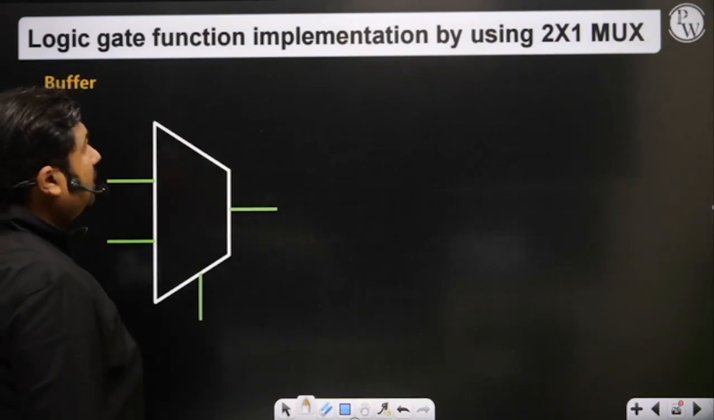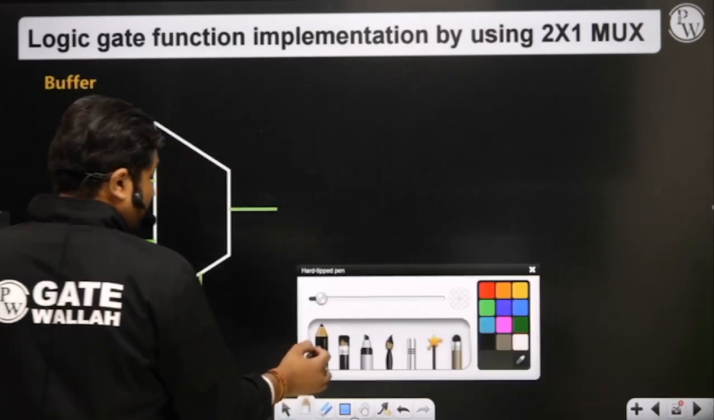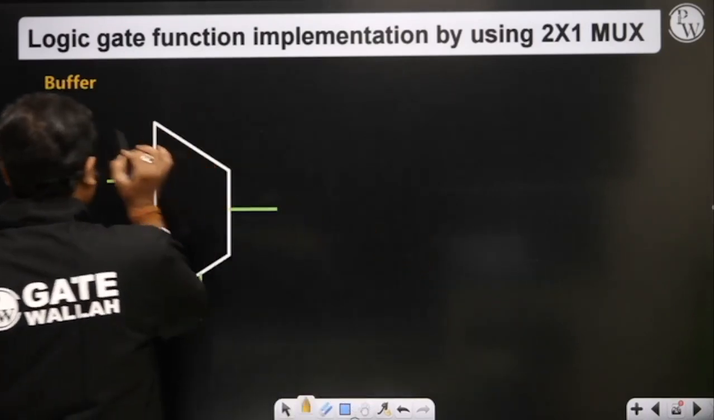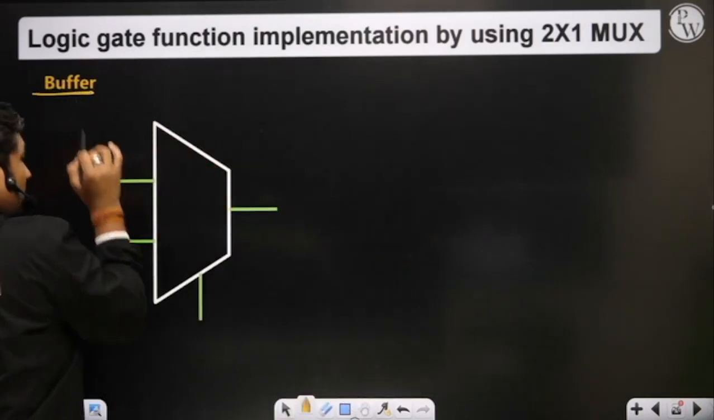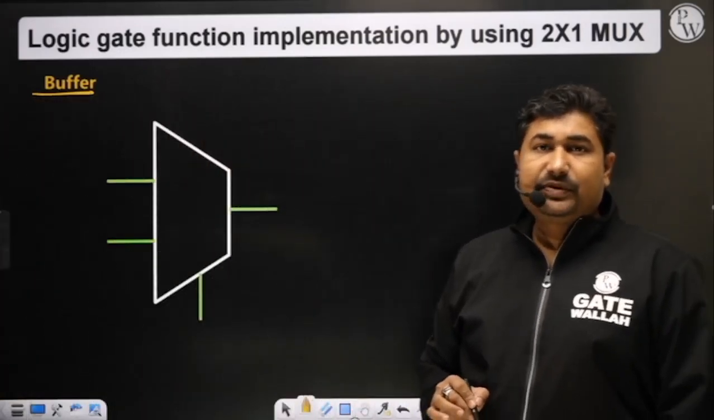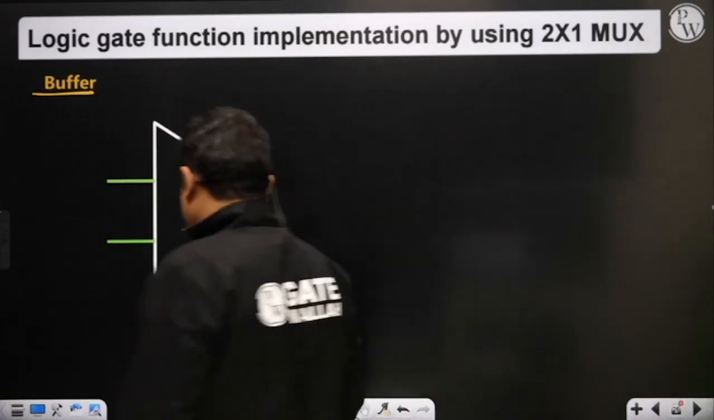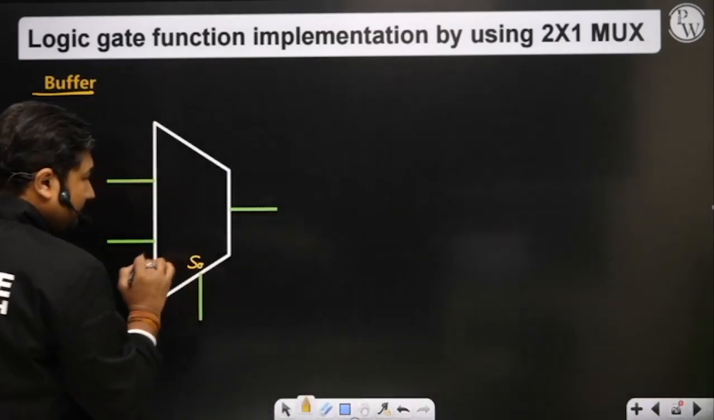First, logic gate function implementation by using 2 cross 1 size multiplexer. Now please observe the first one, buffer. So I need to implement a buffer. Buffer means whatever input we apply, the same we will get at the output. So in 2 cross 1 we have one select line.